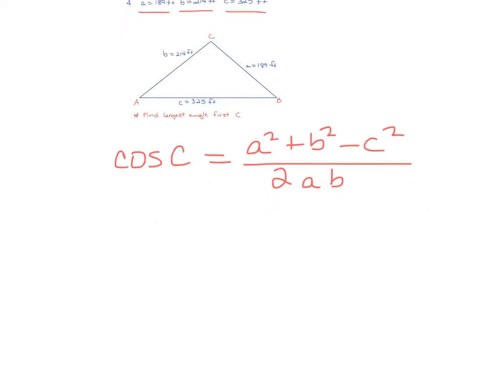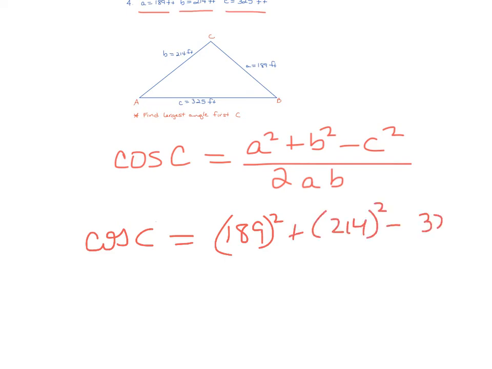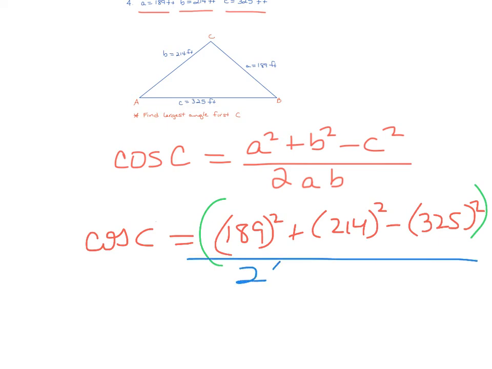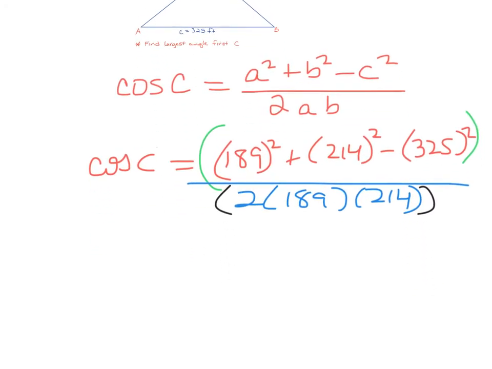So let's plug in our numbers. So a is 189, b is 214, and c was 325. Again, if you're going to do it continuous in your calculator, I would put parentheses around that numerator, and then the denominator will be 2 times 189 times 214. Again, I would put parentheses around the whole denominator.